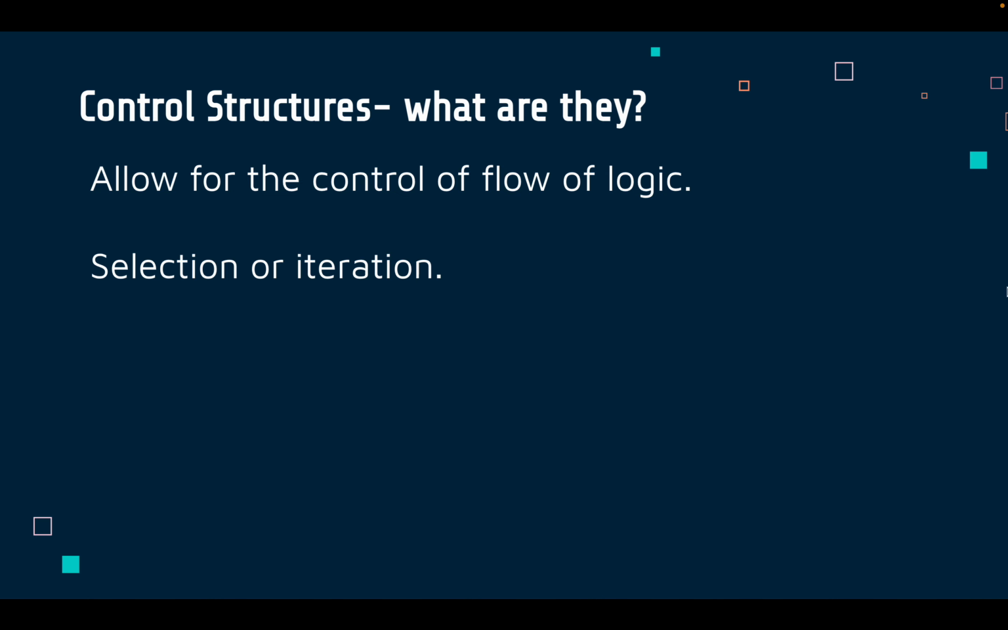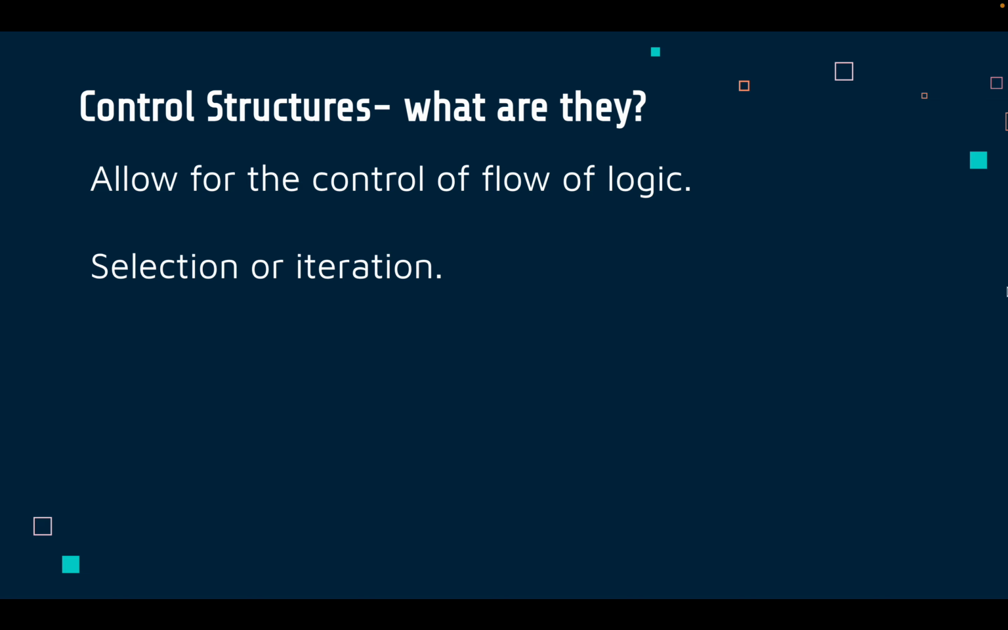So at certain points in logic, I have to do one of two things. I can't just do step 1, step 2, step 3. I either have to repeat or I have to make a choice. That's what control structures are. They allow for the control and flow of logic by either allowing for a repetition or a loop, or allowing for some kind of choice or a selection of a particular pathway.